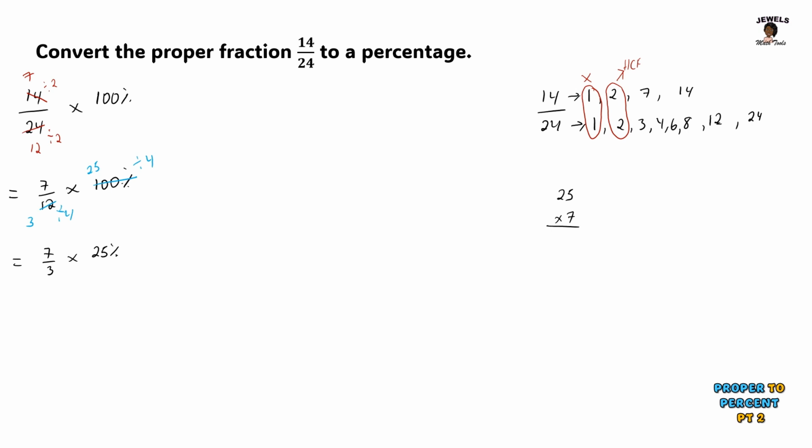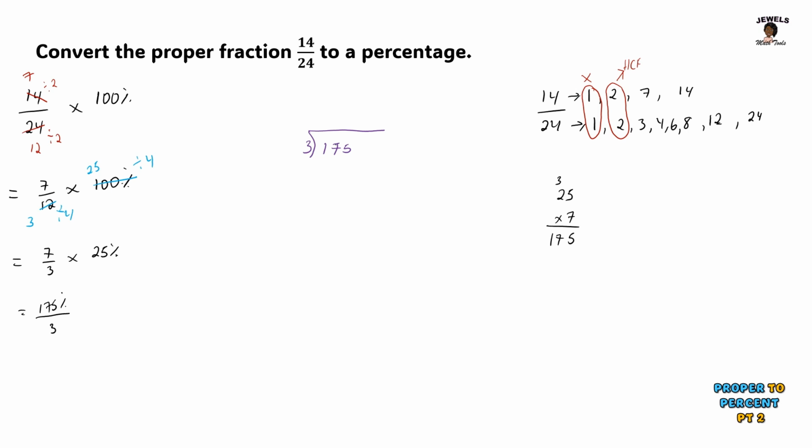So 5 times 7 is 35. We put our 5 and carry the 3. 7 times 2 is 14, and 14 plus 3 is 17. So we now have 175% in our numerator, and our 3 will return to the denominator. So at this point, we are now going to dive into our long division, where we will be dividing our 3 into our 175%.